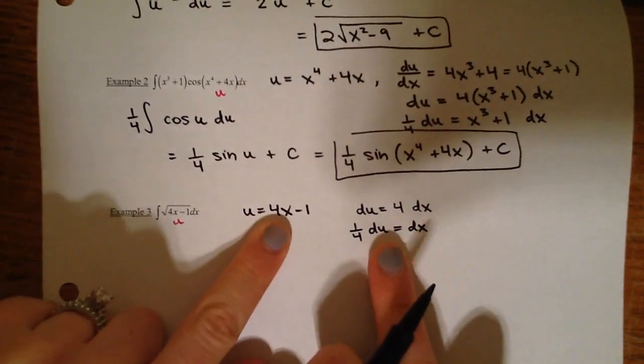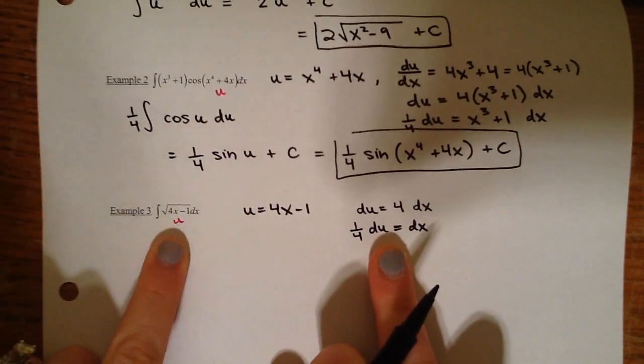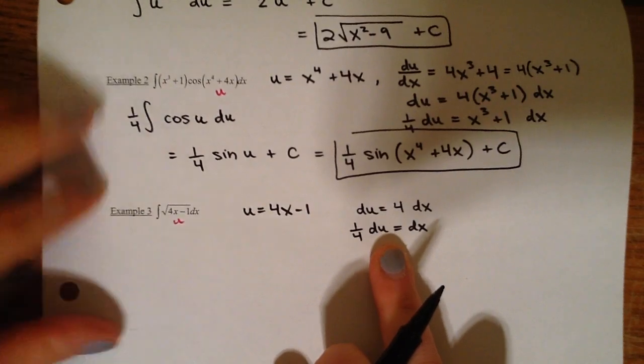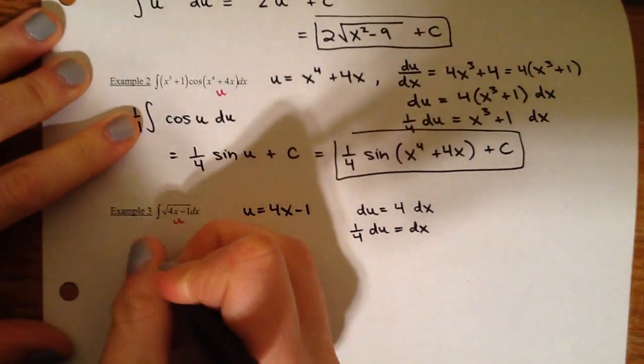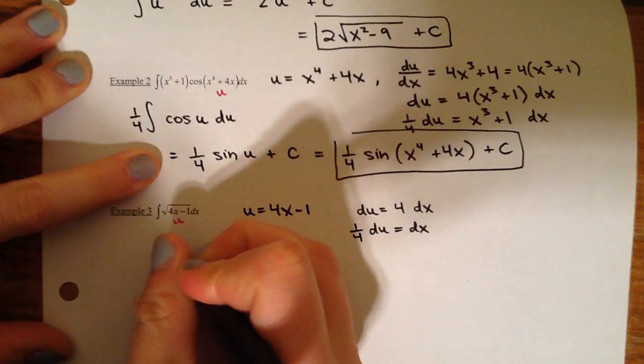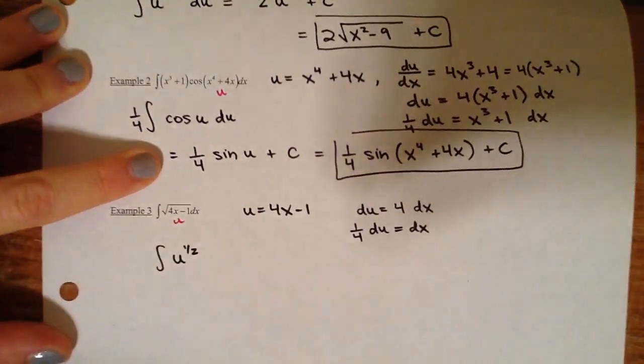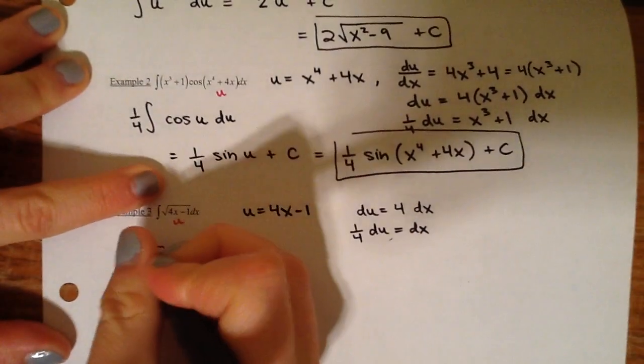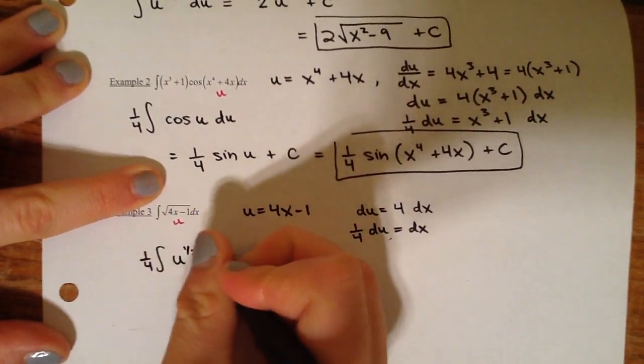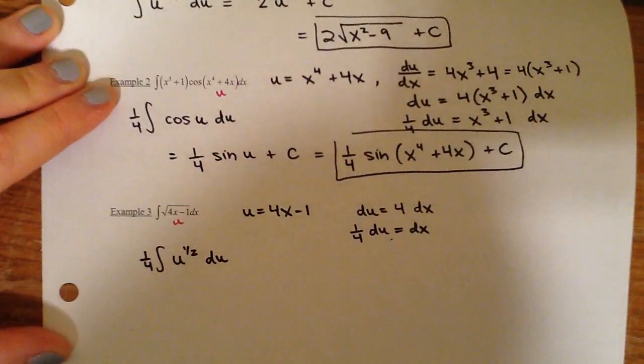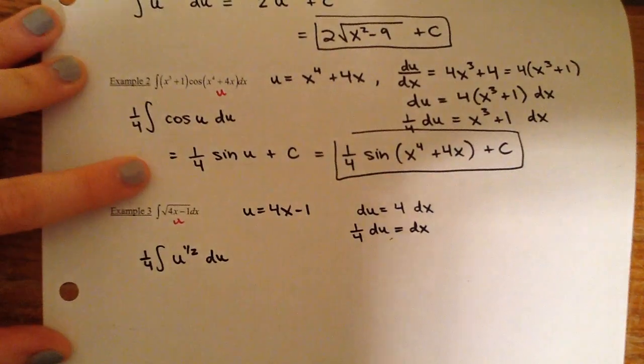Now I can use this line and this line right here to rewrite this entire integrand in terms of u instead of in terms of x. So square root of u, which I'm going to write as u to the 1/2. And then the dx, this line tells me I can write it as 1/4 du. And like I said, anytime that you have a constant, just put it out front.